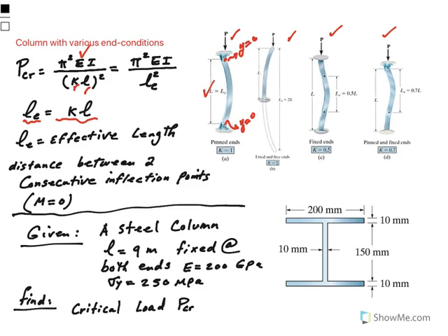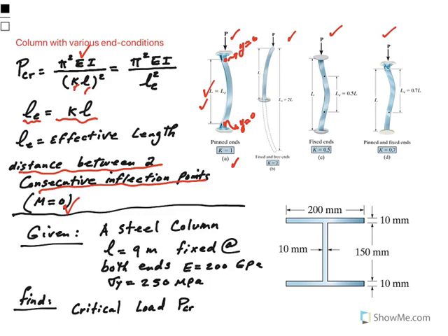In this case, K equals 1. So it would be exactly what we had before. By the way, what is the effective length? The effective length is the distance between two consecutive inflection points. Inflection points, in this case, would be this point and the point here. And an inflection point is the point where the moment would be equal to 0.